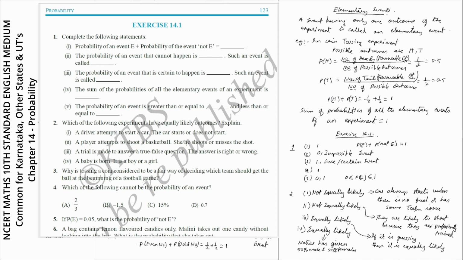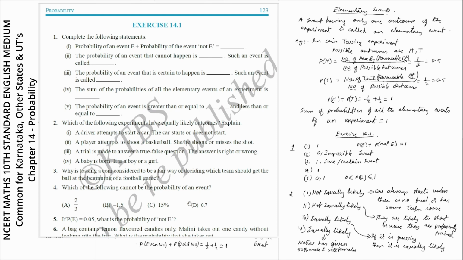And the third sub question: a trial is made to answer a true-false question. The answer is right or wrong. Suppose the subject is known, then we will answer most of the questions right. But if we don't know the subject and it is just guessing, then half of them will be guessed correctly and half will be guessed wrong. Therefore, answering right or wrong is equally likely to occur.